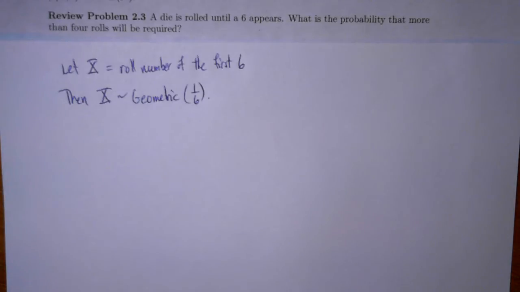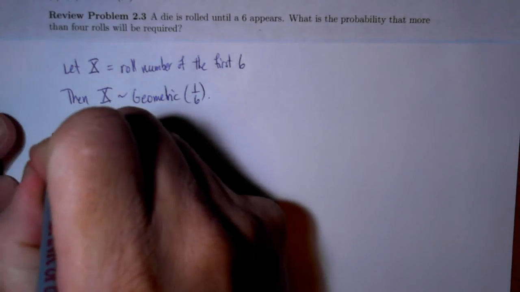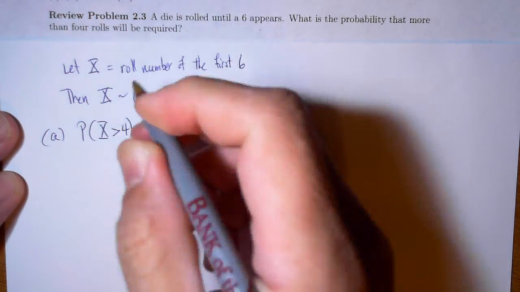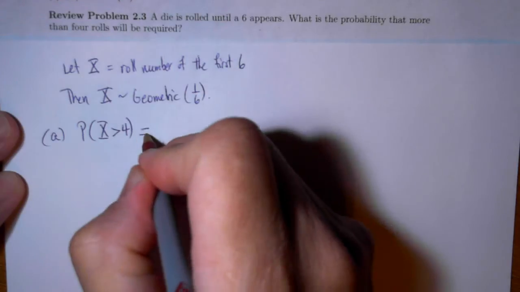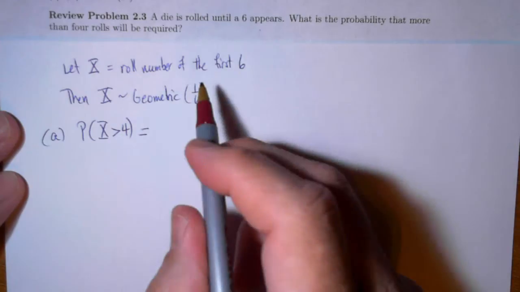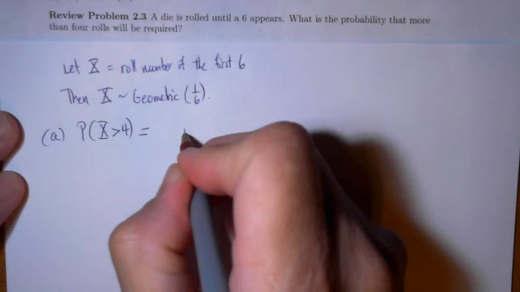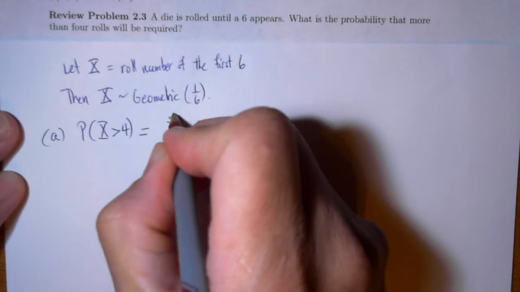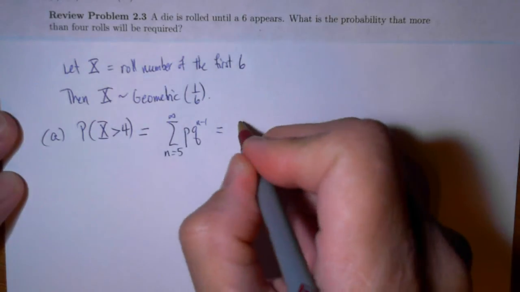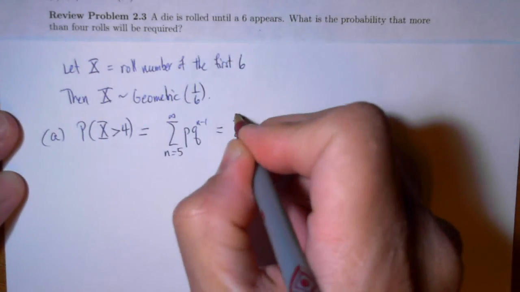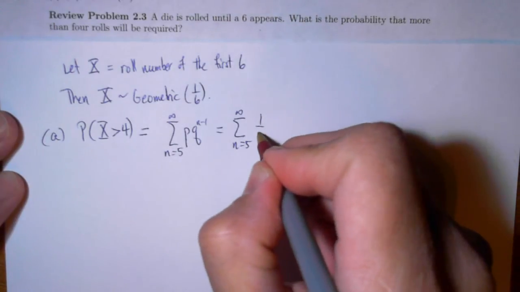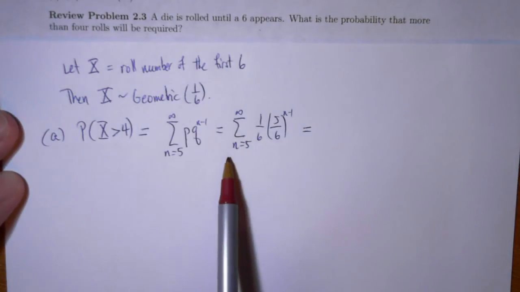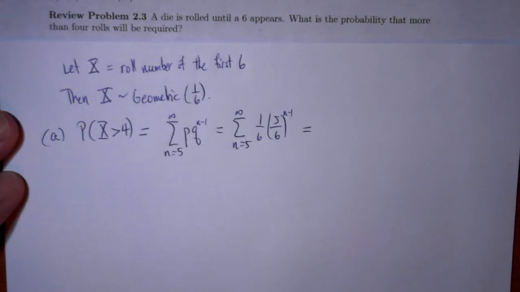Okay, now there's a couple ways that this can be done. First off, the probability that x is greater than 4, so more than 4 rolls. The probability for a geometric distribution has the form p times q to the n minus 1, and I'll just add these up for 5 or more. For my example, p is 1/6 and my q is 5/6 to the n minus 1. And this is now an infinite geometric series.